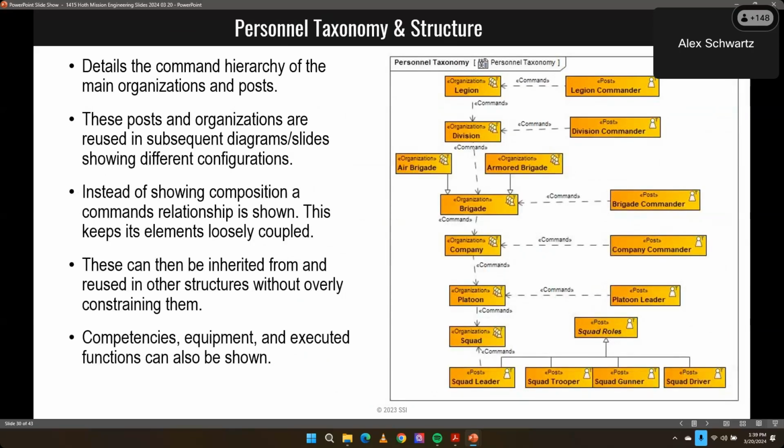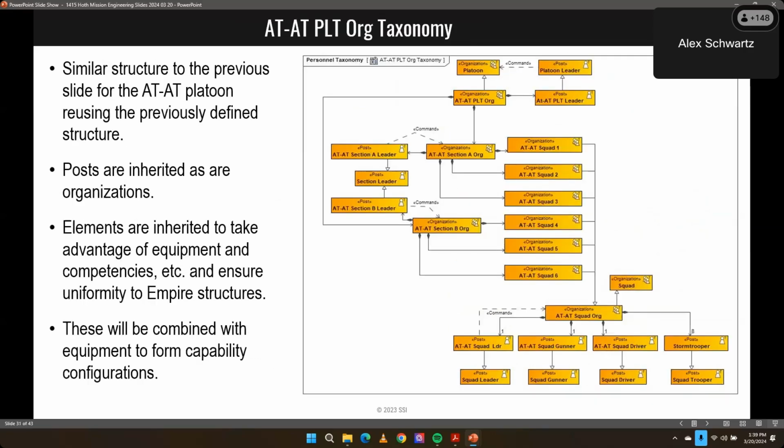This one is tricky. You said, how do you model forces? If you model forces and you use the aggregation, that means those elements are permanently a part of there. And this is showing a legion, and it's made up of brigades and squadrons and all the rest of it. And what we did is we used the commands relationship. Now you're thinking, well, why would you do that? Well, this is the generic structure, and this is for the at. You see the little triangles?